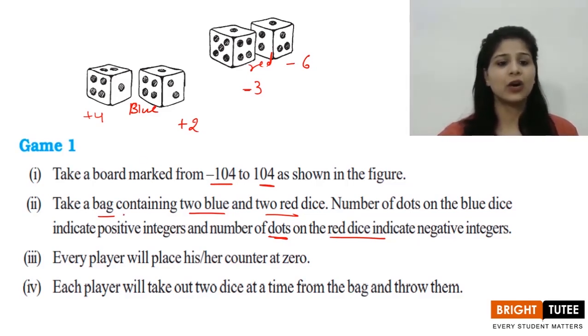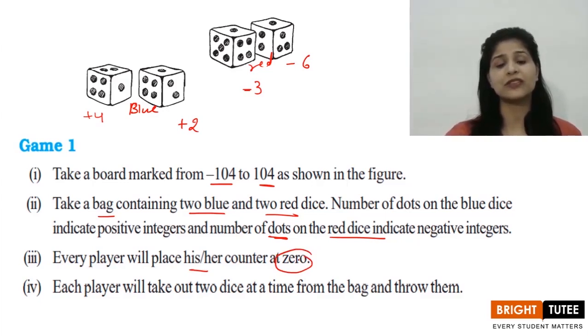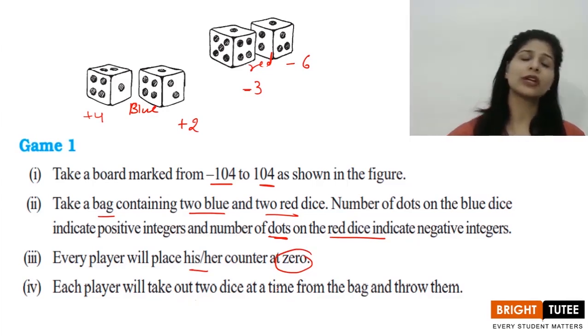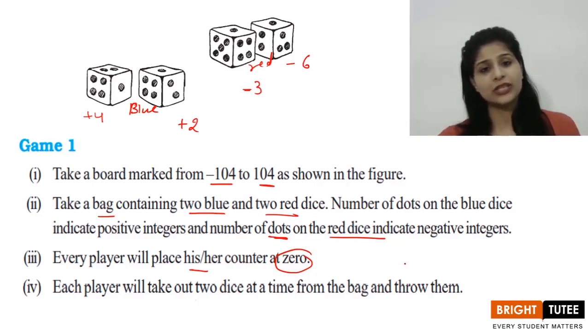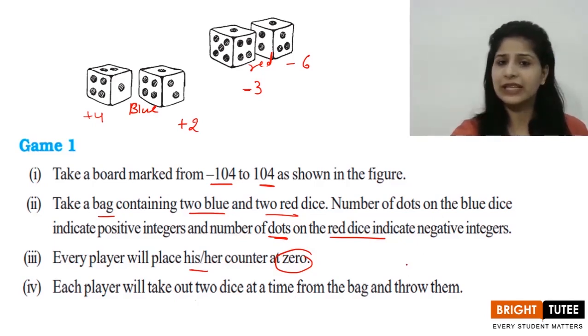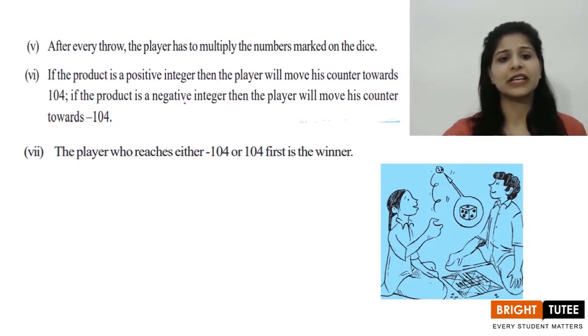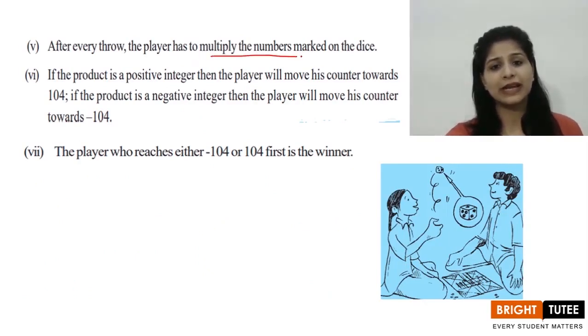Now every player will place his or her counter at 0. You have to start from 0. Each player will take out 2 dice at a time. Without looking, you just have to pick up 2 dice in your hand and throw them. When you do that, there will be numbers coming up. After every throw, you have to multiply the numbers marked on the dice. Whatever numbers you get on the dice, you have to multiply them.